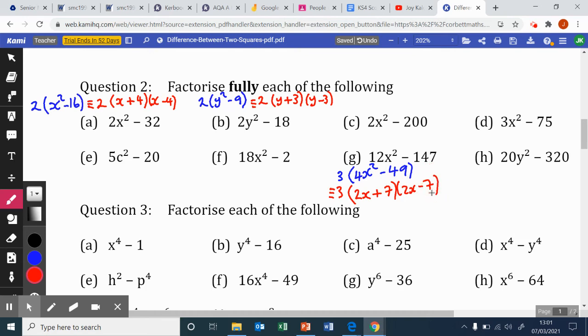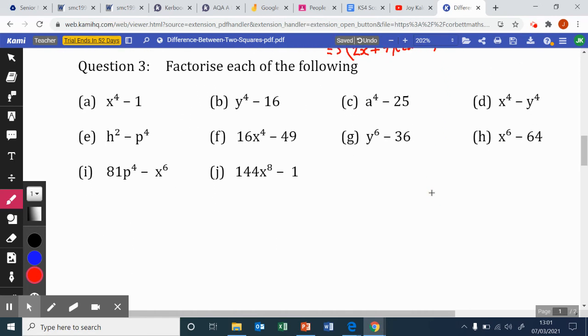Now, we saw these hard ones. We're going to go right to these ones too. x to the 4 minus 1. Well, it is a square because it's an even power. What's the square root of x to the 4? Well, it's x squared. So we have x squared plus 1, and then we have x squared minus 1.